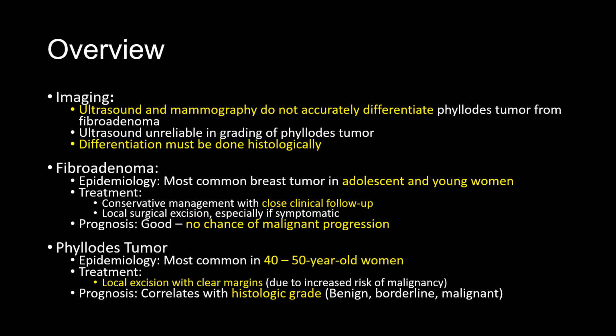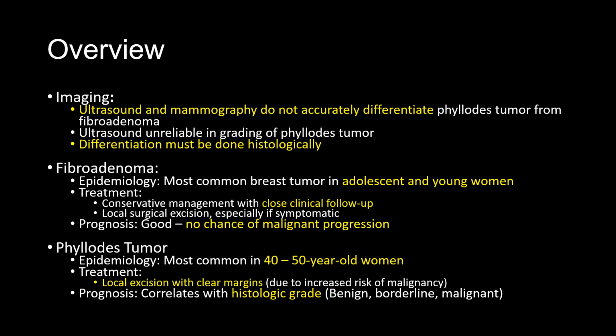Now, it's important to note that an ultrasound and a mammogram do not accurately differentiate a phyllodes tumor from a fibroadenoma. To do that, you need to have some histology looked at by a pathologist. And even then, it can be slightly difficult to tell the difference, but it can become very important as a fibroadenoma really has no chance to become malignant, whereas a phyllodes tumor could undergo a malignant transformation and cause some more serious issues. So a fibroadenoma, most common breast tumor in adolescent and young women.